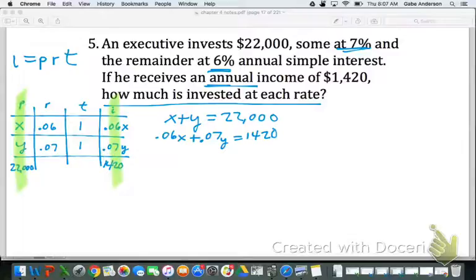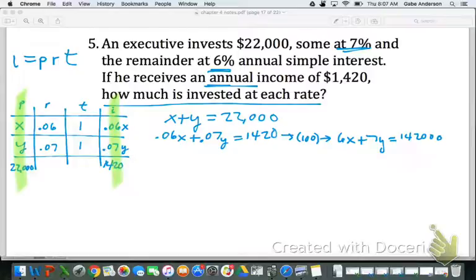Okay, two equations, two unknowns. There's some preliminary work we should do. What do you see that we could do to make this a little bit simpler, like easier numbers? What do you think, Rocky? Multiply by 10, 100. Yeah, the bottom one gets multiplied by 100. Yeah, I think that's a very smart idea. So I'm going to go ahead and do that. I'll just write it over here. So if I multiply by 10 or 100, like you said, that's going to give me 6x plus 7y equals 142,000.